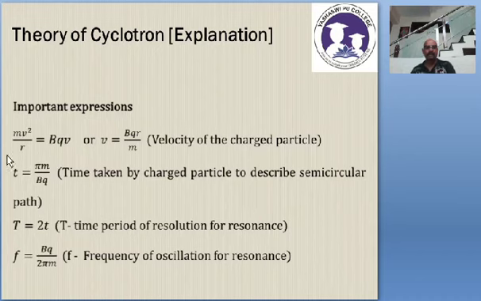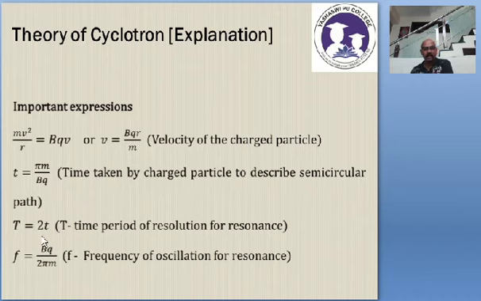Coming to the theory, mv squared by r is equal to Bqv. You know this equation, the centripetal force, the maximum magnetic force. So v is equal to Bqr by m. The time taken by the charged particle to describe a semicircular path is equal to pi m divided by qB, and T is equal to 2t.